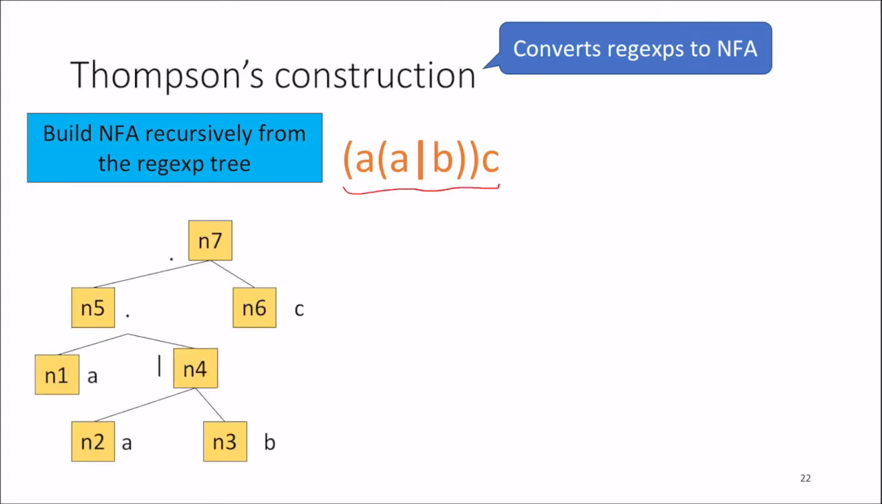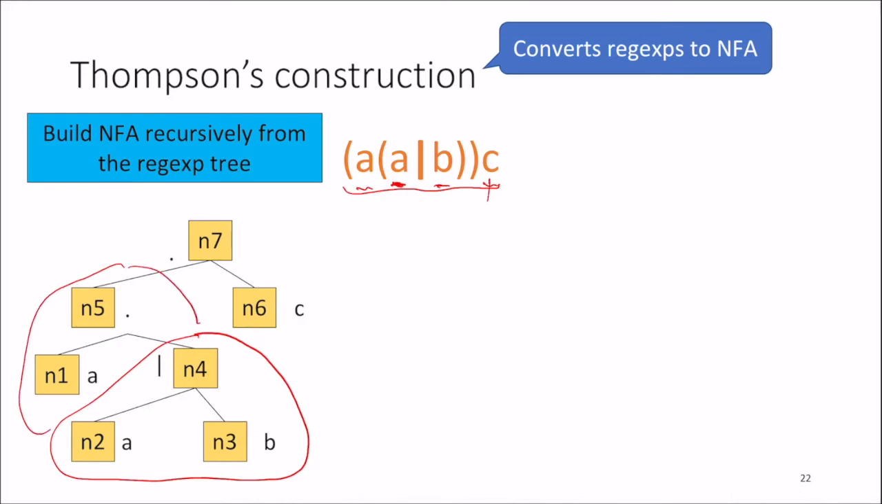So for this input, which is A followed by A or B followed by C, let's assume that someone has provided a fully bracketed regular expression, which means that we know what the tree structure looks like, right? So we can see that A or B is represented in this part of the tree here, and then there is a concatenation with A over here, and then a concatenation with C over here. So the tree structure is in fact telling us the order, the sequence of operations to use.